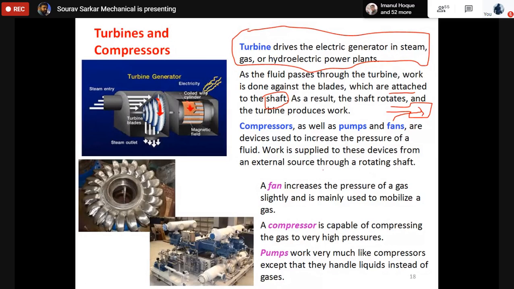What is compression? Whenever you want to increase the pressure of some fluid, you have to supply energy from the external. This external energy is added to the fluid energy, and finally the output energy will increase. Just like I told you, two things you can do. Some fluid is coming with some energy, you can extract the energy, and finally the fluid will leave the system with a low amount of energy.